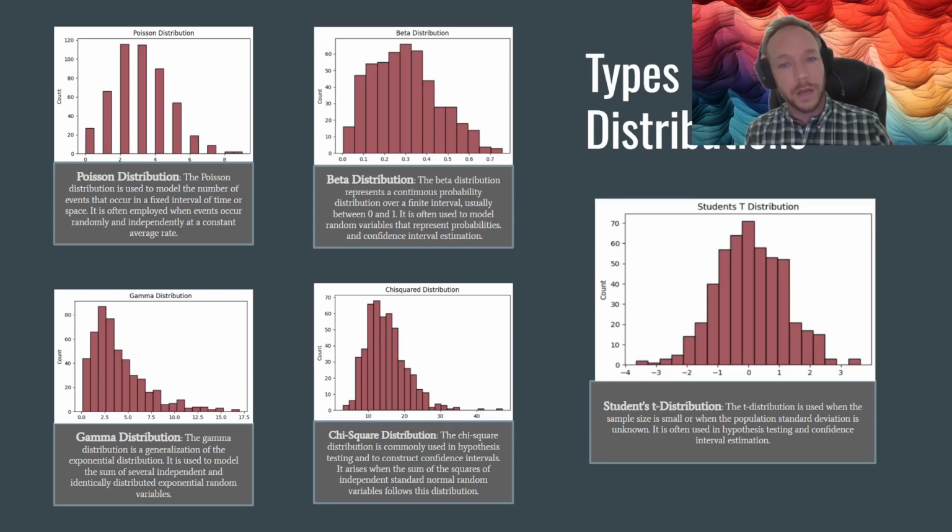We also have many other types of distributions that we deal with. I'll let you read through these. I provided the slide below the video. And so Poisson, beta distribution, gamma distribution, chi-square distribution. It's important to be aware of these.